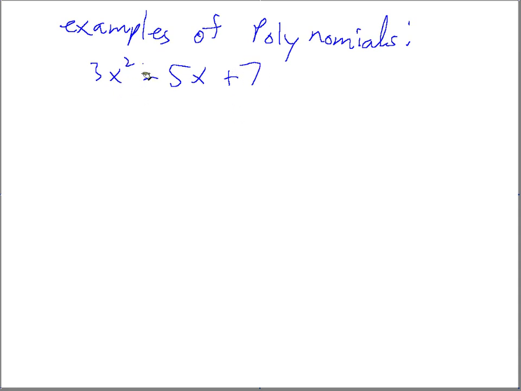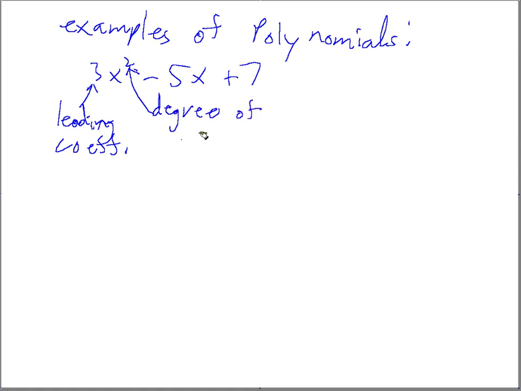The degree is 2. Now 3 is the coefficient of the highest degree term, so therefore 3 is called the leading coefficient. Just some quick terms here. 3 is the leading coefficient. The highest power term is called the degree of the polynomial. And the last term, usually without the x term, in this case without the variable, is the constant term.